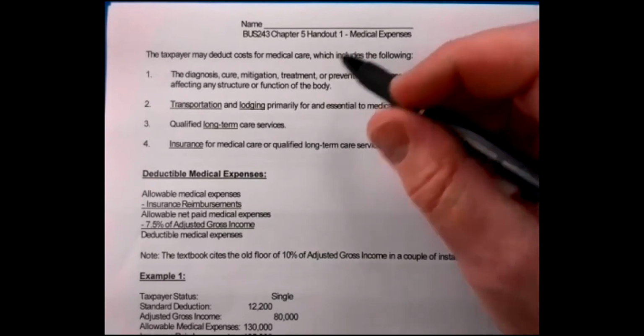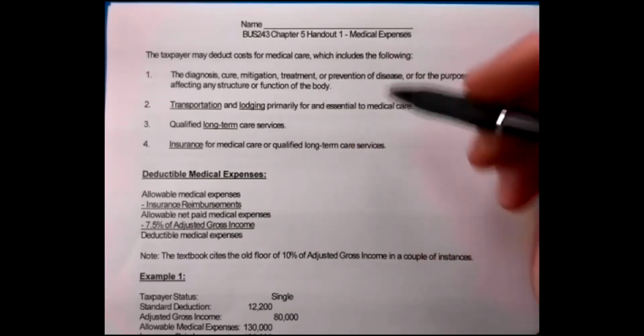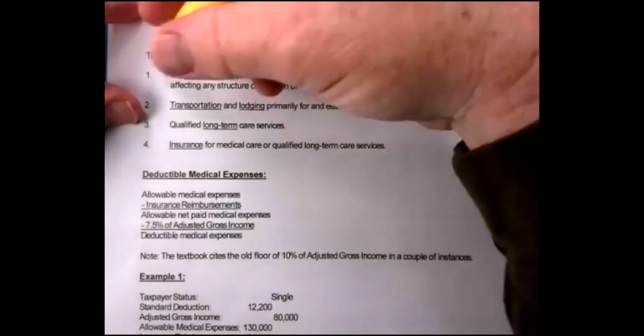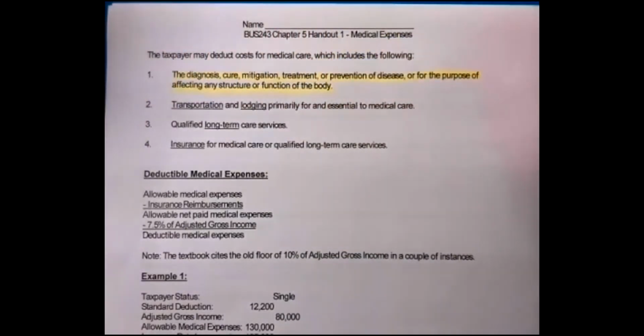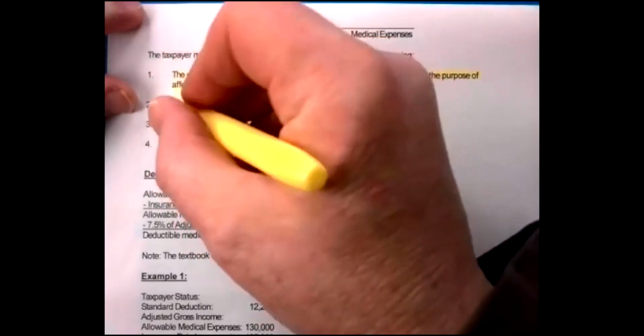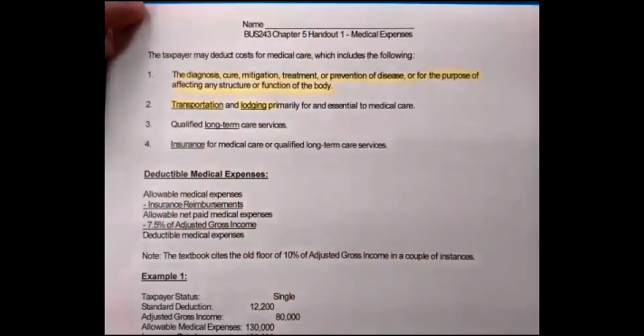What can you deduct for medical expenses? Basically anything that is necessary. So any of the costs for the diagnosis, cure, mitigation, treatment, and so on. For the most part, medical deductions are fairly straightforward. There are not usually strange ones in there, not too many anyways. Transportation and lodging.